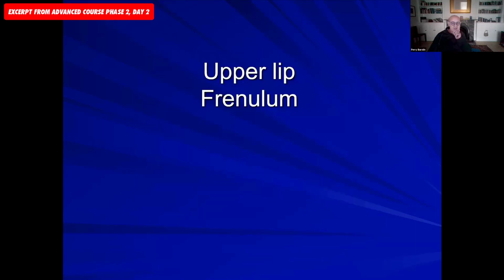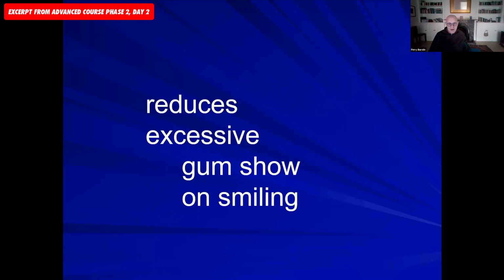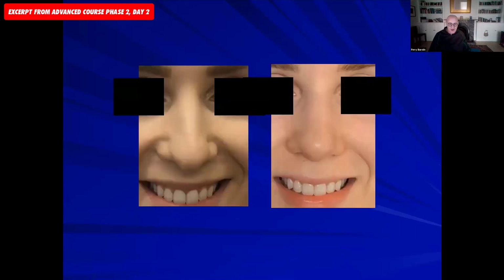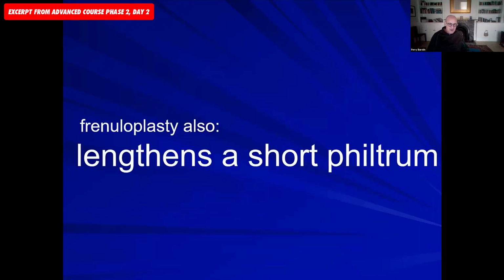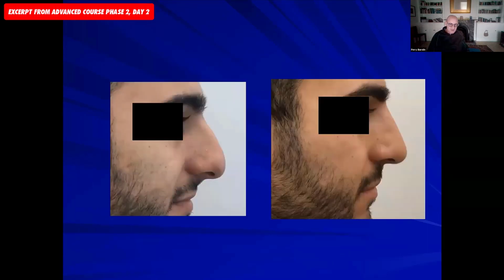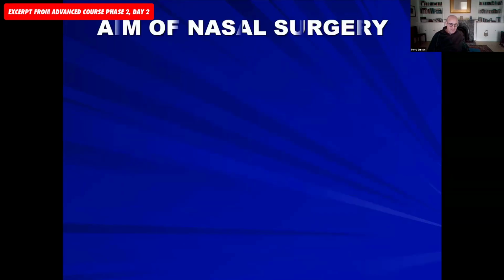And if we combine them with frenulums, we can reduce the gum show on smiling by dividing the upper frenulum here. And we can also lengthen a short philtrum to give the nose slightly better definition, support, and projection.